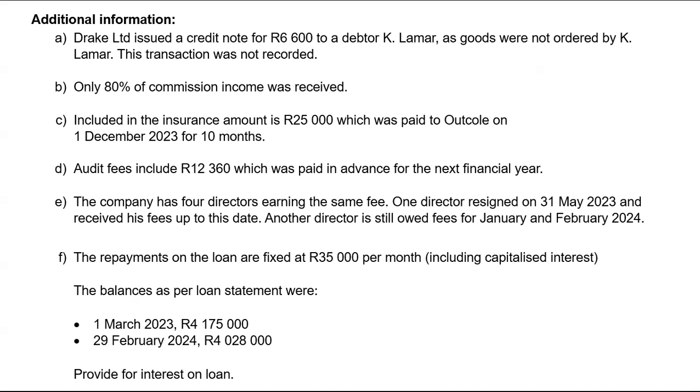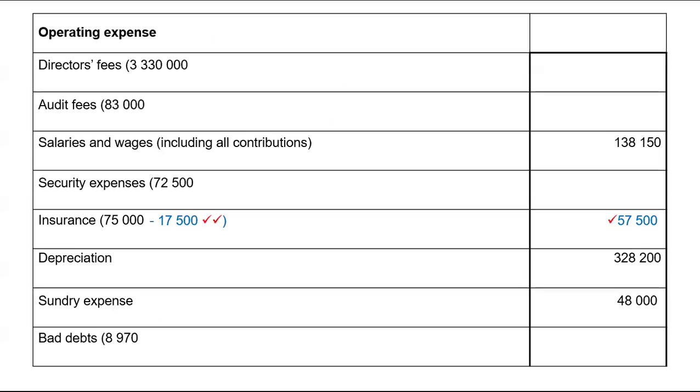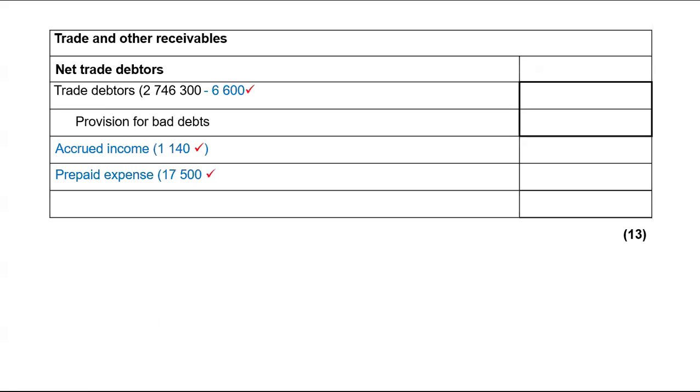It says audit fees include 12,360, which was paid in advance for the next financial year. That one we treated exactly the same as we treated C. So we're going to take our audit fees, decrease them by 12,360. And that is because that's an audit fee for next year, not for this year. We have not incurred it, but we have paid for it. And the fact that we have paid for it creates an asset, and that asset we call a prepaid expense. Again, in trade and other receivables.